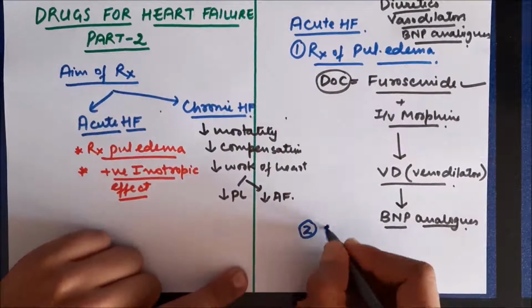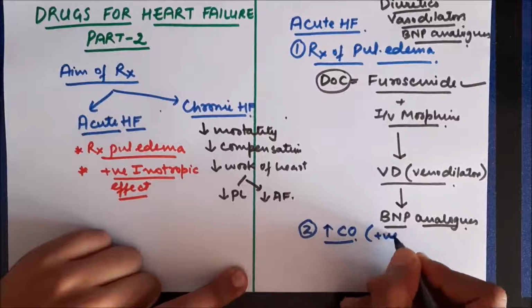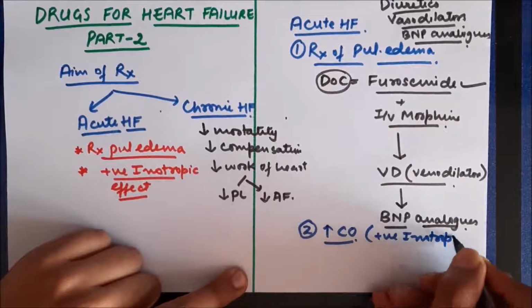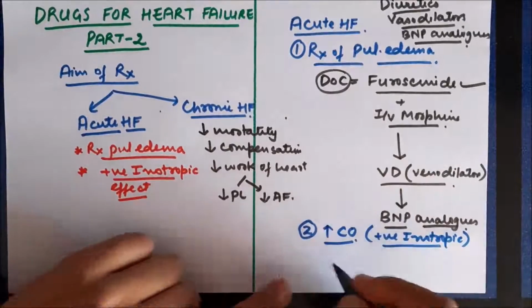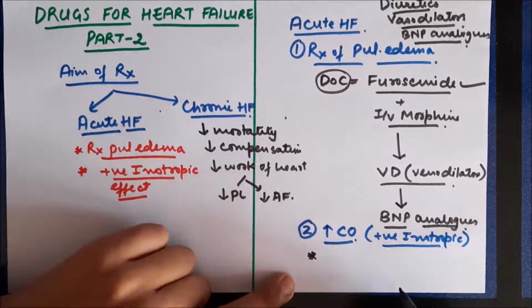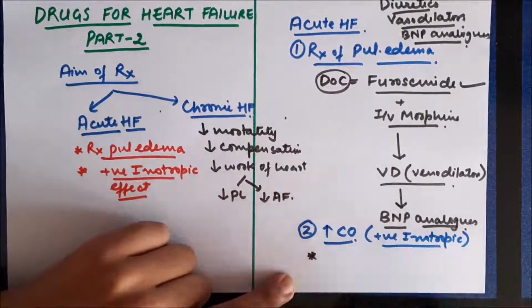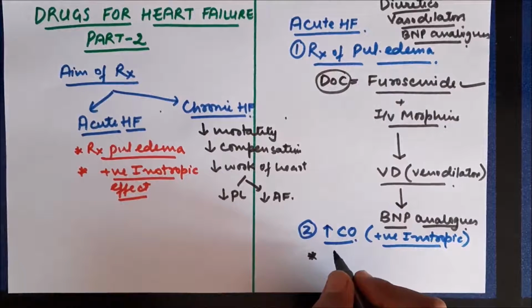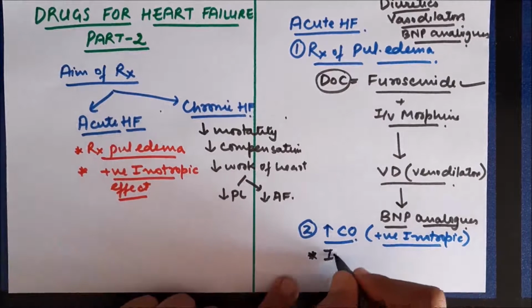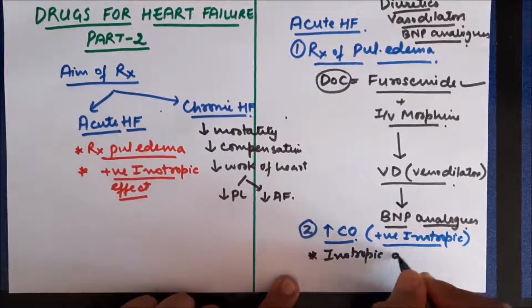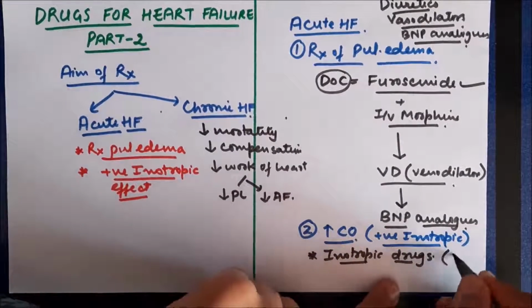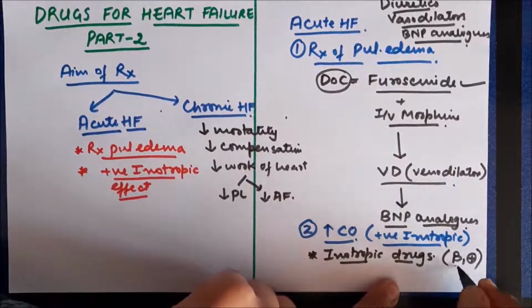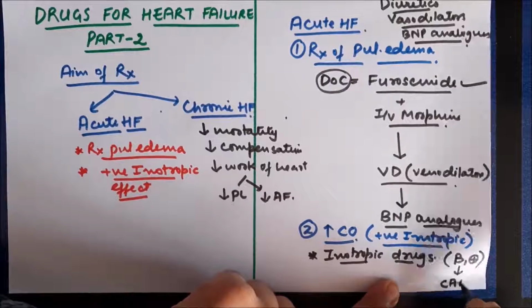Now, the second class of drugs that we use are to increase the contractility of the heart. These are positive inotropic drugs, which will help us to increase the cardiac output. These drugs include beta 1 agonists, which are inotropic agents. Stimulation of these receptors increases the contractility of the heart by causing an increase in cyclic AMP, since they are Gs subtype receptors.